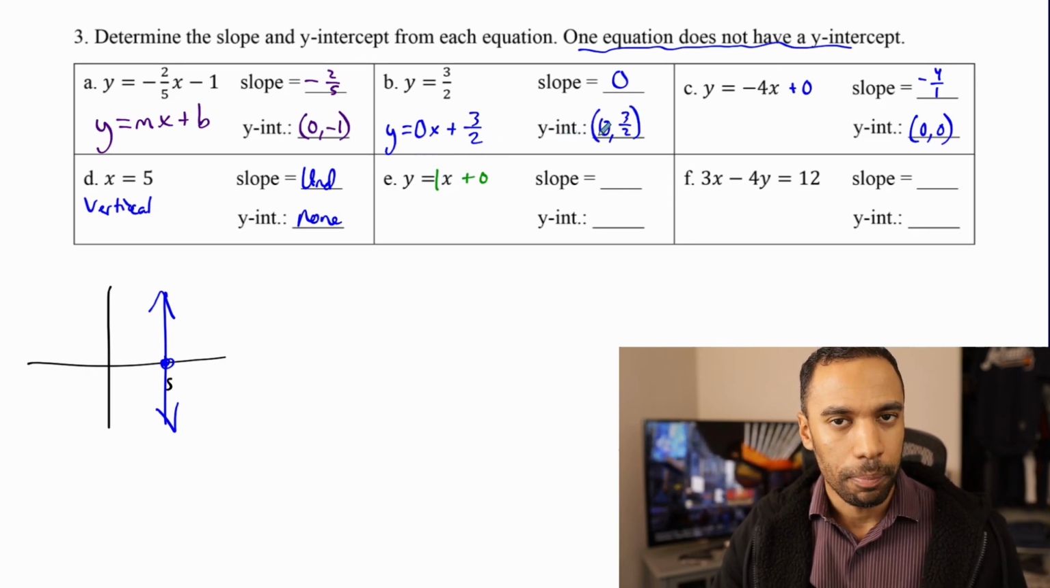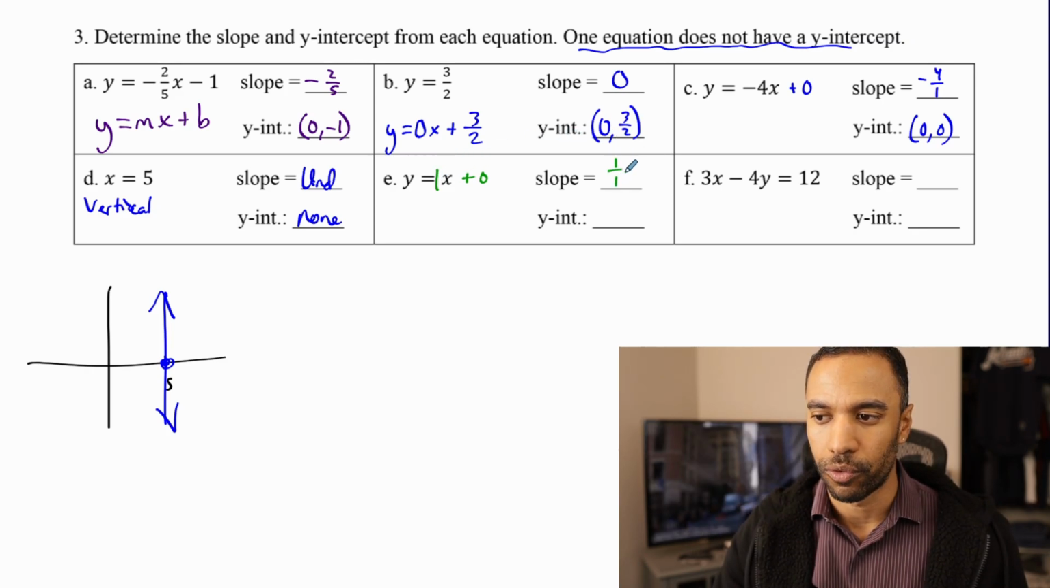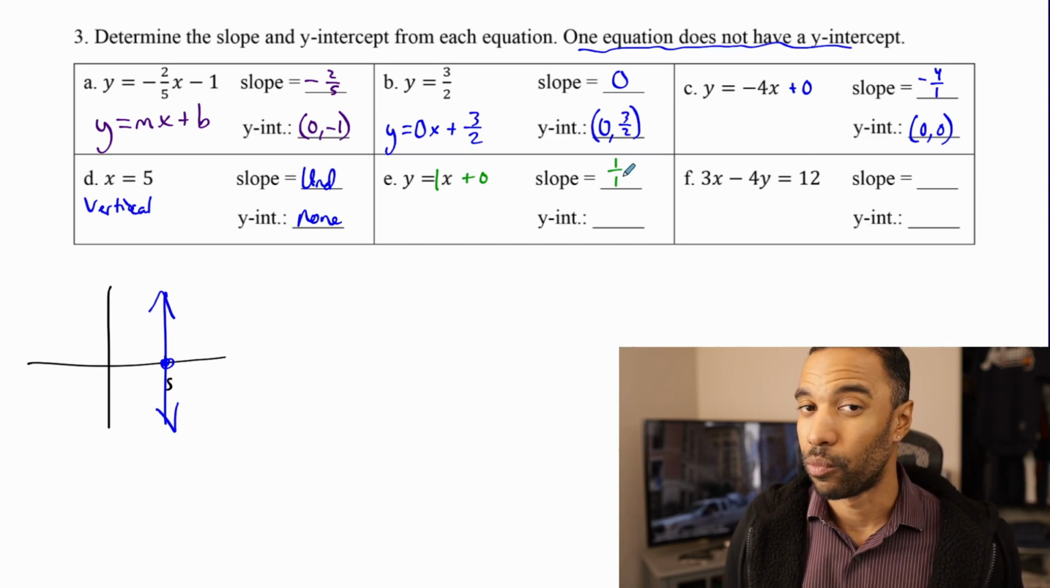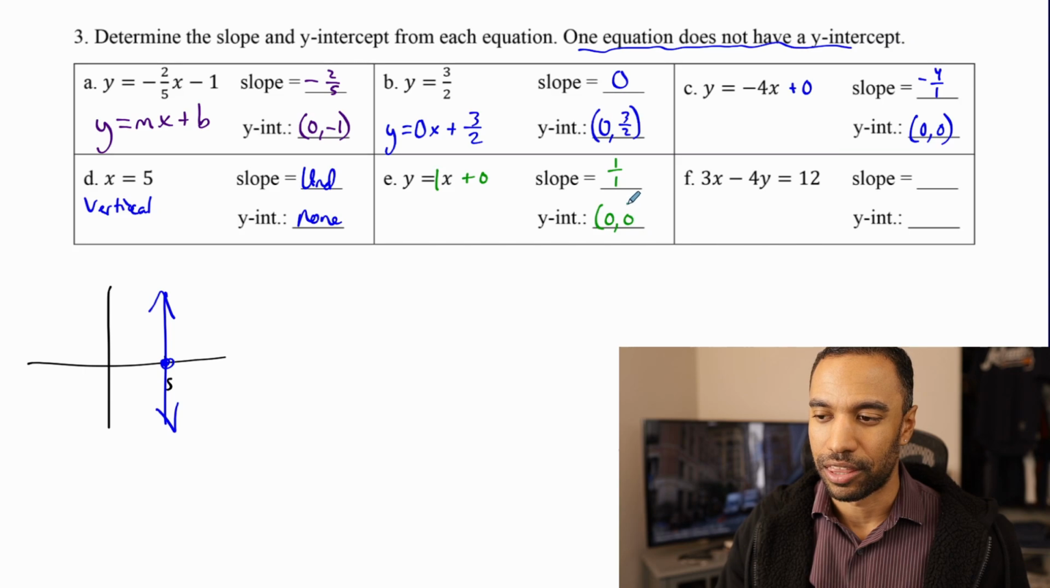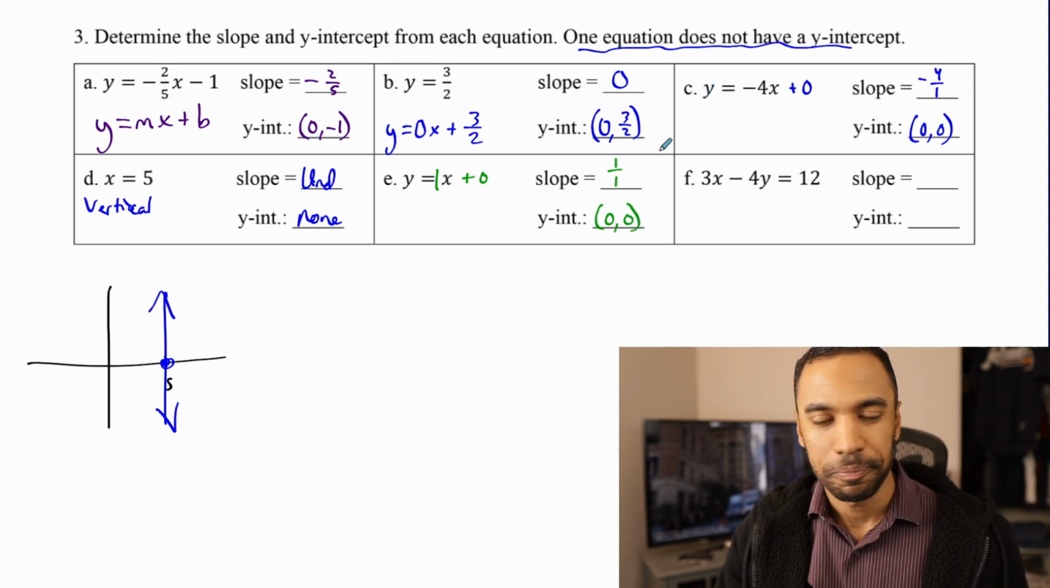And a slope of 1 means also 1 over 1. You can write 1. You're fine if you write 1. But y-intercept of 0, once again at the origin, just like part C.